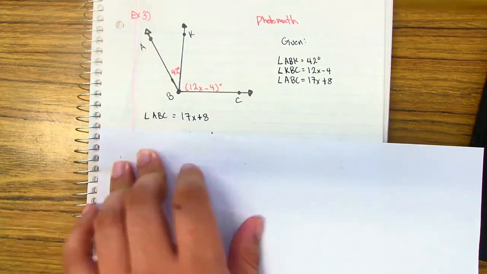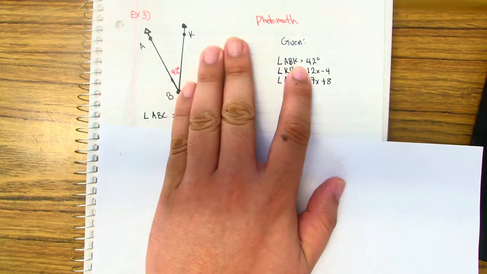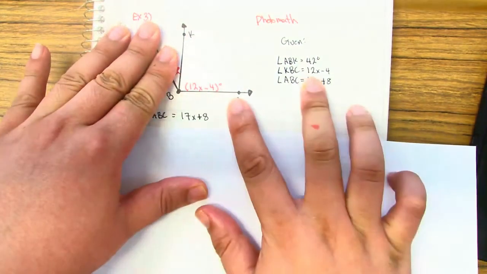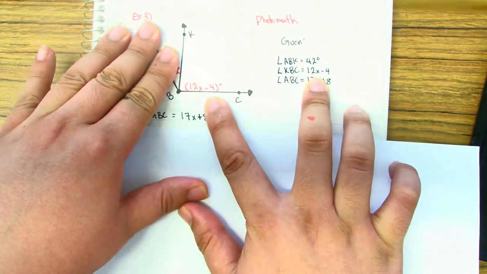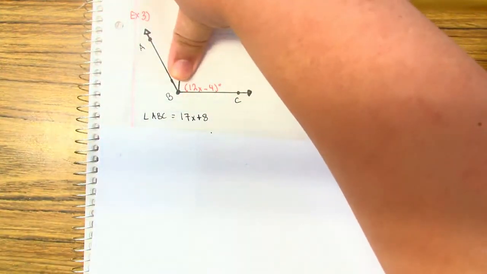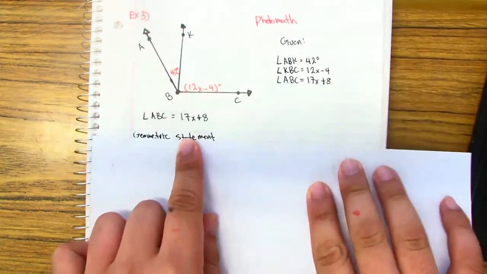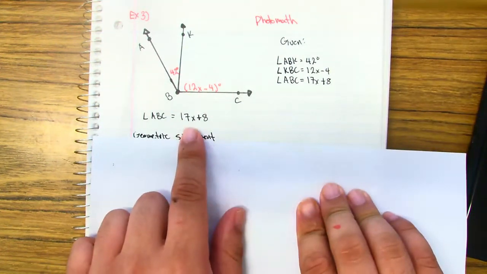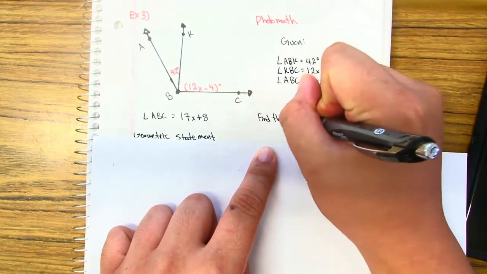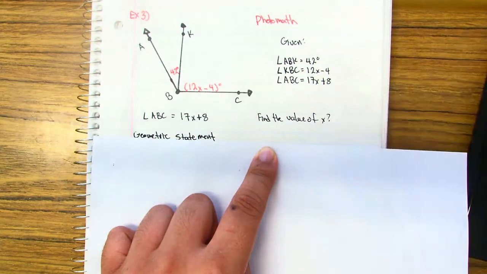So here you have example number 3. Here you're given angle ABK, which equals 42 degrees. And here you have the value of angle KBC, which is 12x minus 4. And you have the total angle, angle ABC, which equals 17x plus 8. So what we're going to try to do is find the value of x.